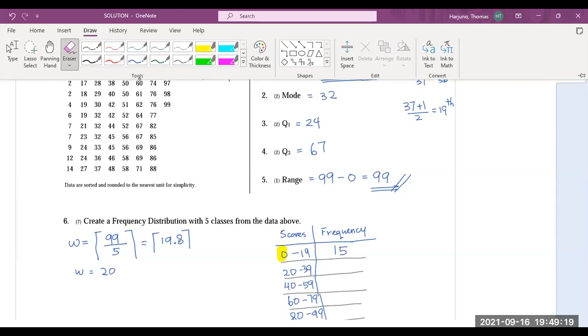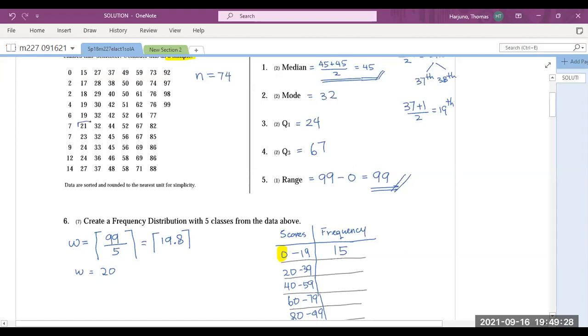Up to 19 is there, right? And then from 20 to 39. How many are there? 17. And then from 40 to 59: 19. And then from 60 to 79: 14. And then from 80 to 99: 9. There are 9 of them.